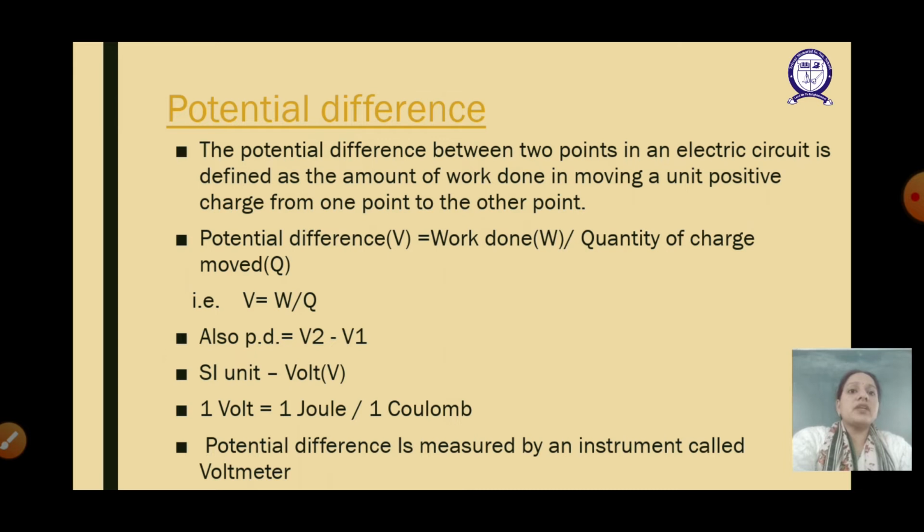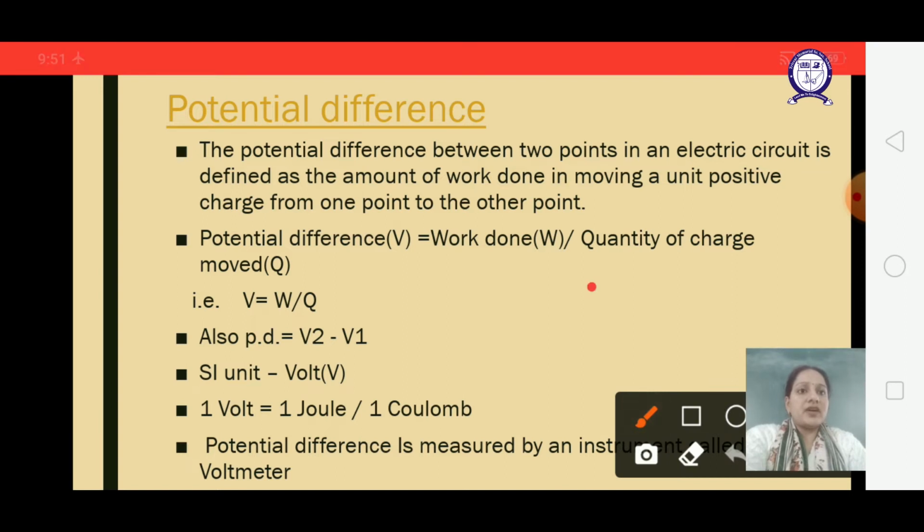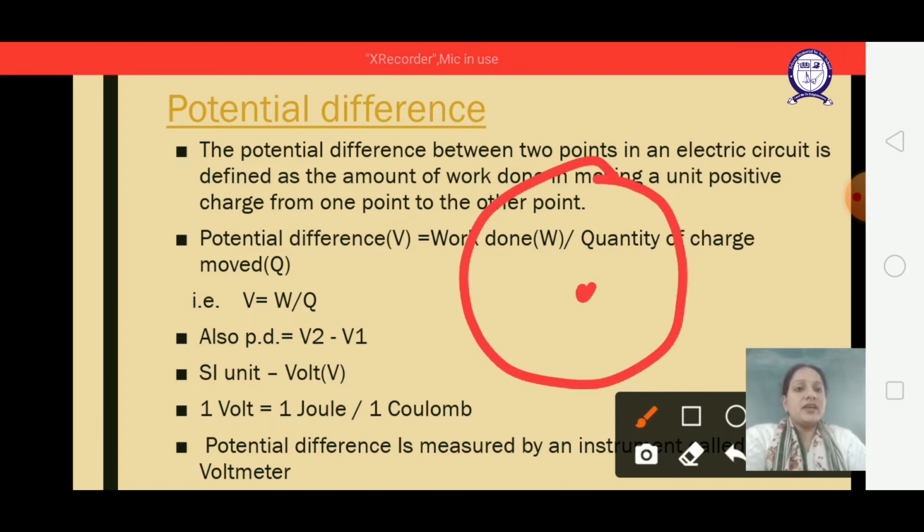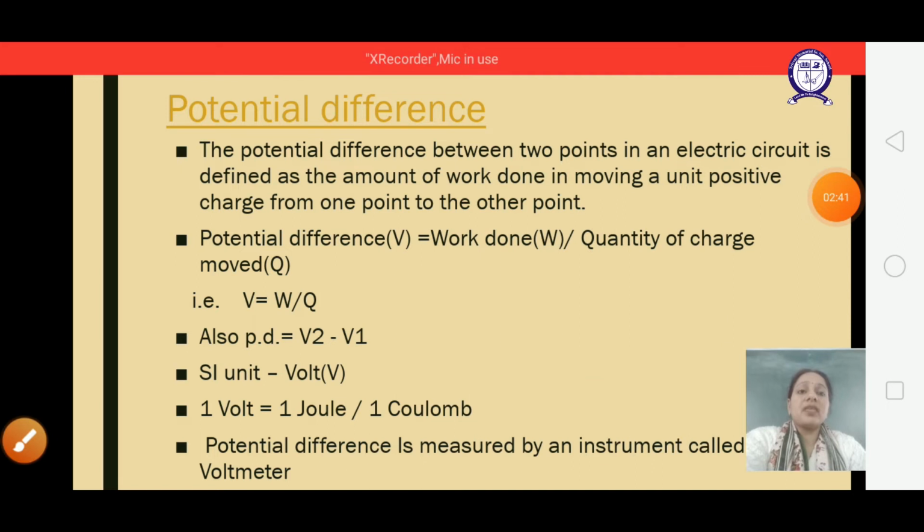If we talk about potential difference, again, if we have a charged particle, this is the electric field. If you want to bring a charge from one point to another point, then also we have to do some amount of work, and that amount of work done is known as potential difference. So how can we define this? The potential difference between 2 points in an electric circuit is defined as the amount of work done in moving a unit positive charge from one point to another point inside the field of another charged particle.